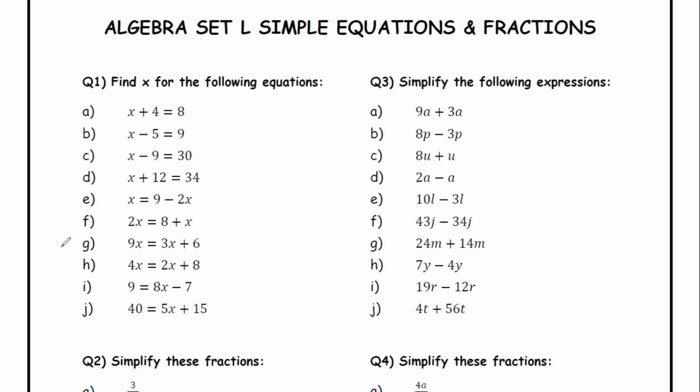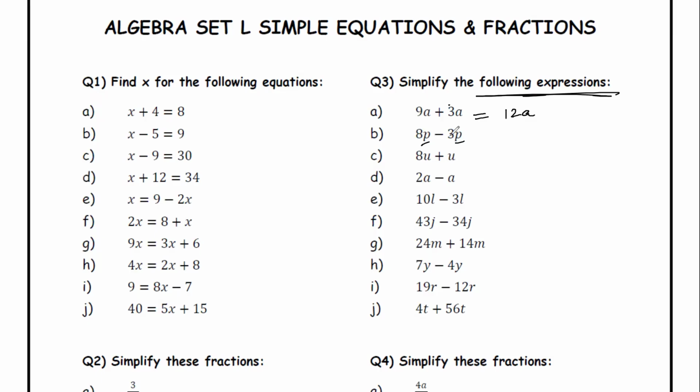Simplify the following expression. Question number 3, very easy. Treat them as numbers, adding and subtracting numbers. The only thing is to keep the variable. So what is 9 plus 3? 12. So 12a. Since the letters are the same, this doesn't matter. Add them, subtract them as normal single digit, double digit numbers.